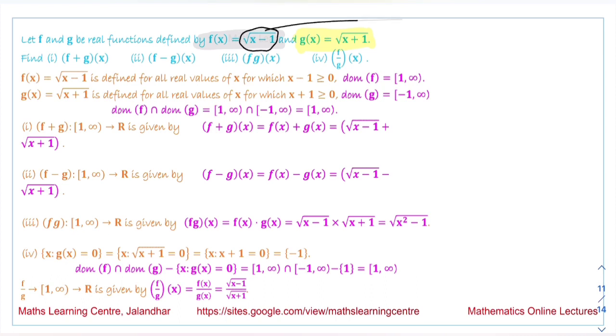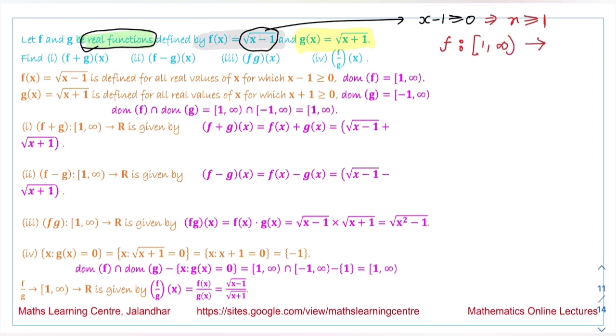Look at this term over here. This term is defined only when x minus 1 is greater than or equal to 0. Otherwise it is the square root of a negative number and it will not remain a real function. The answers will be real only when x minus 1 is greater than or equal to 0, so we get x is greater than or equal to 1. So the domain of the function f is the closed interval 1 to infinity, and the codomain is R.